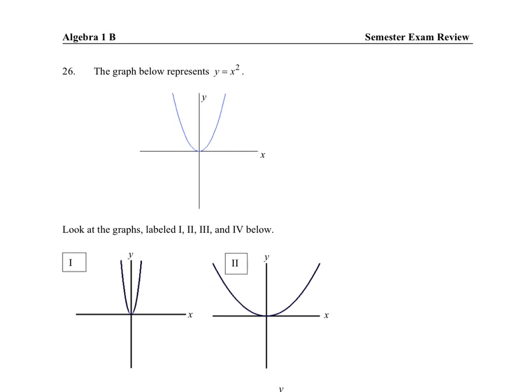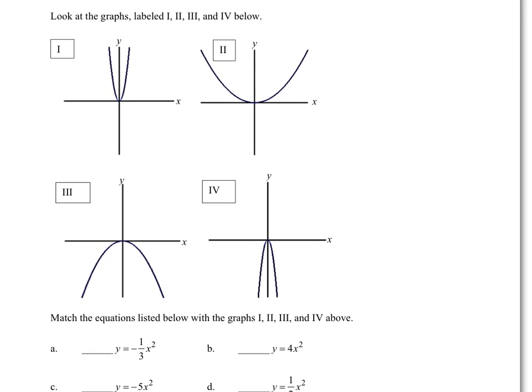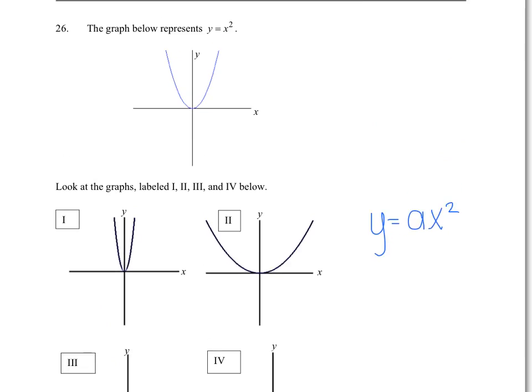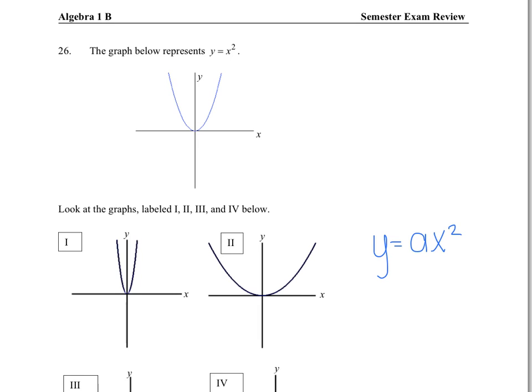Question number 26 has a graph that represents y equals x squared. We're going to be looking at the graphs labeled 1, 2, 3, and 4 and match the equations listed below with the graphs above. There's 2 things that we need to remember from this. y is going to equal ax squared. In our parent function, which is up here, a is 1. So in this graph, a equals 1. Everything is going to be based off of this parent function graph.